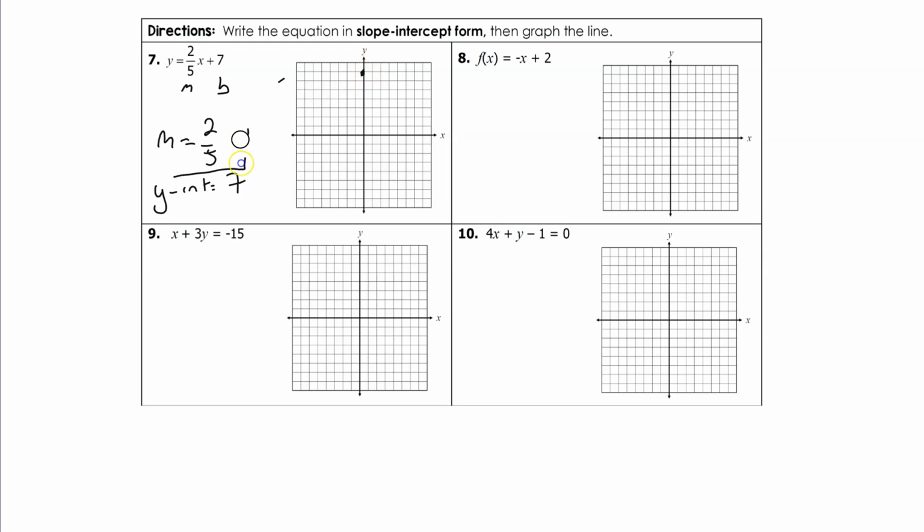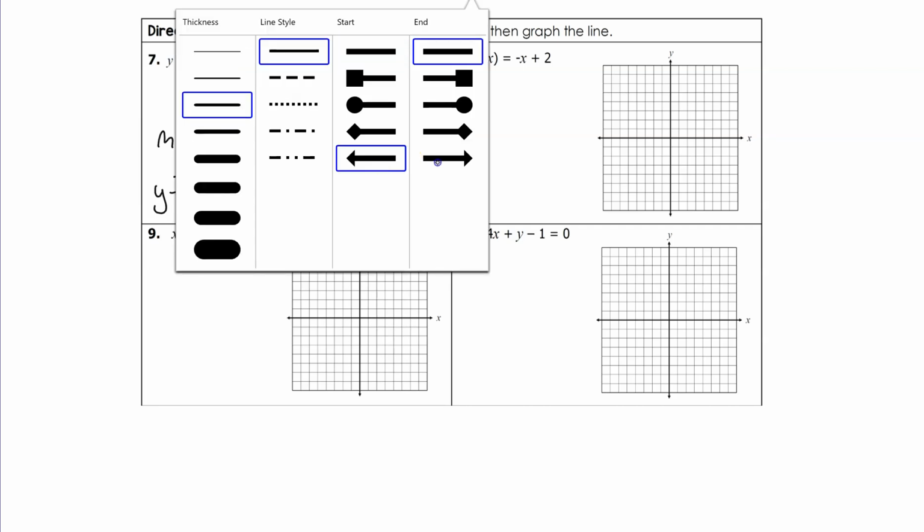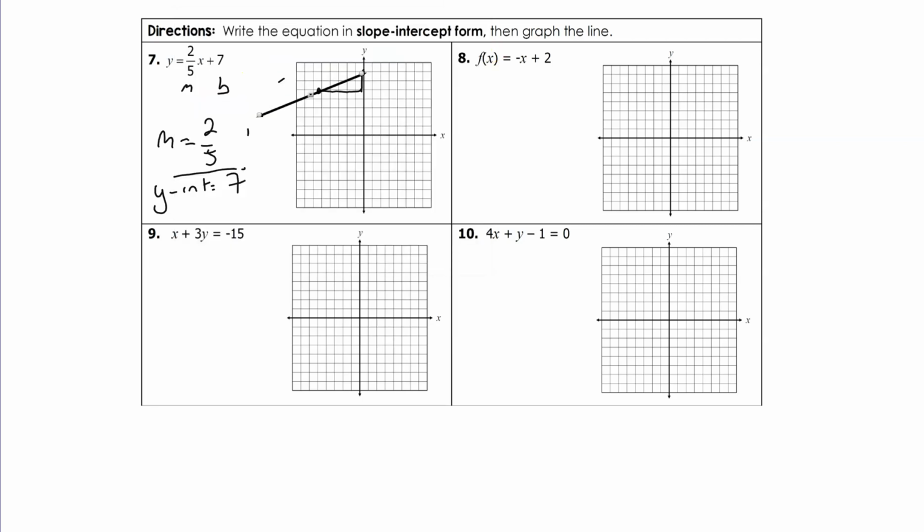So if I go ahead, I'm going to go 2 down, and I will go 5 left, which is right there. Then if I want to go ahead, I will graph my line. So lines, if you recall, should look like this. And let me adjust it a little bit. And there is my line.